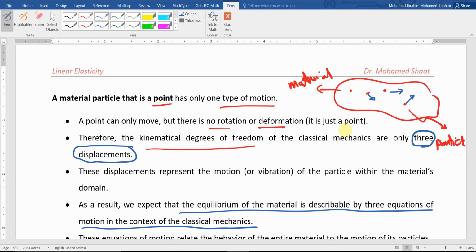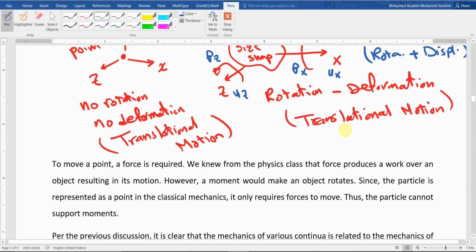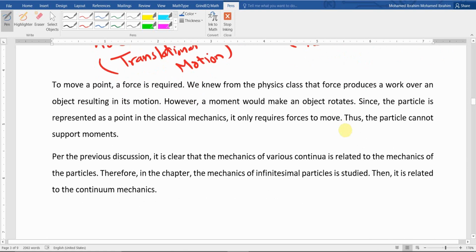And this is the meaning of mechanics. Mechanics is to determine the behavior, the new shape of the material, upon the motion of its particles. But what makes this particle move? There should be some external excitation. Make sense? So everything is related so far, right? So again, a point means that we have 3 degrees of freedom. Therefore, we are expecting in classical mechanics that the equilibrium equation of any particle, of any object or any material is describable only by 3 equations of motion.